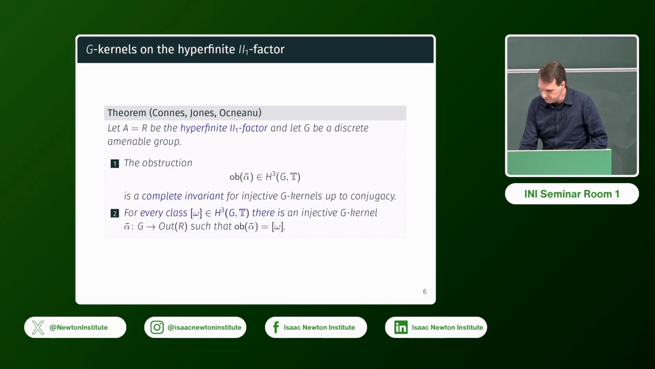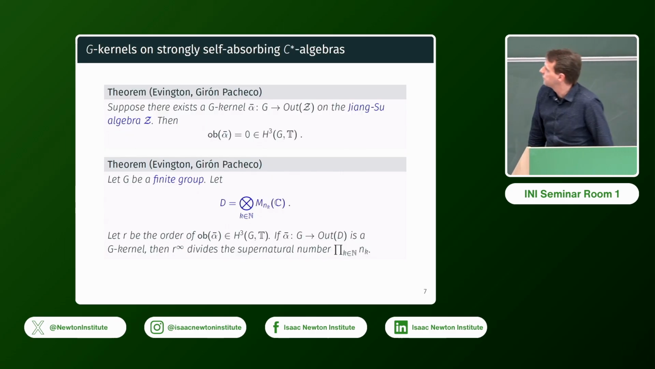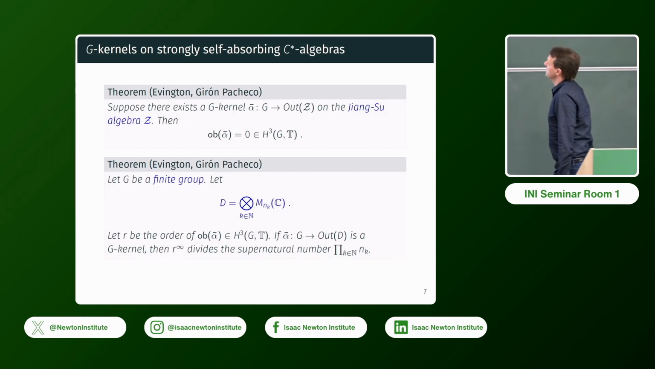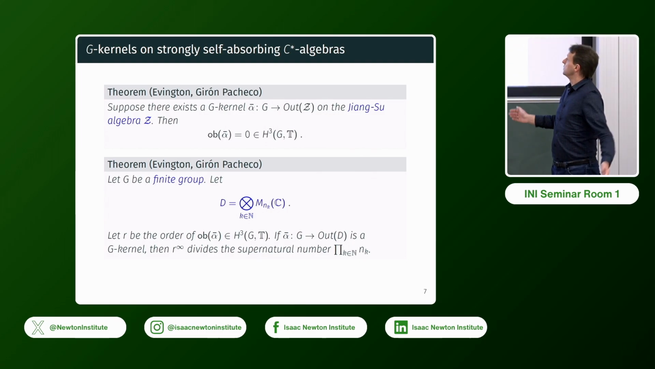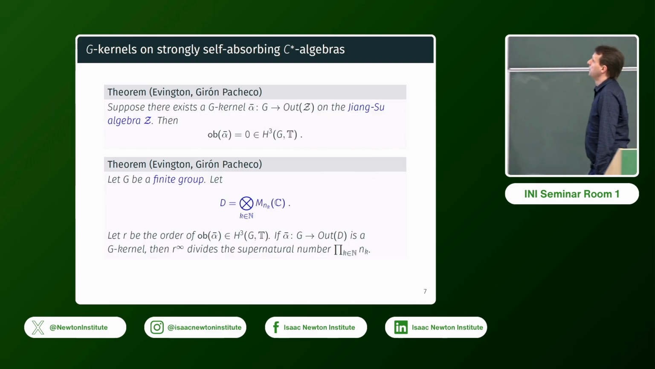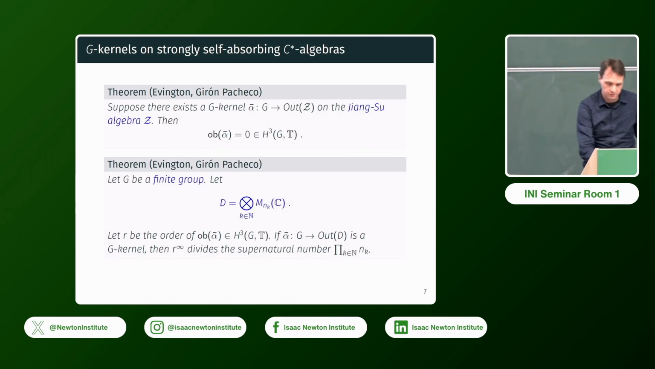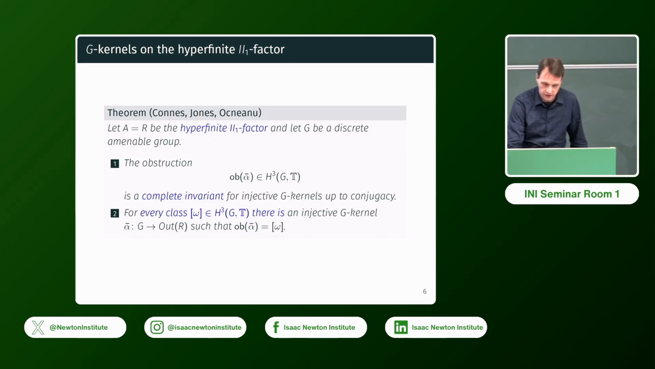So if you look at G-kernels on the Jiang-Su algebra, then you find out that things are more difficult now, because if I have a G-kernel on this Jiang-Su algebra, then it turns out the obstruction to lifting will just be 0, always. And so that's bad if you want a realization result like the second one; that immediately goes wrong.